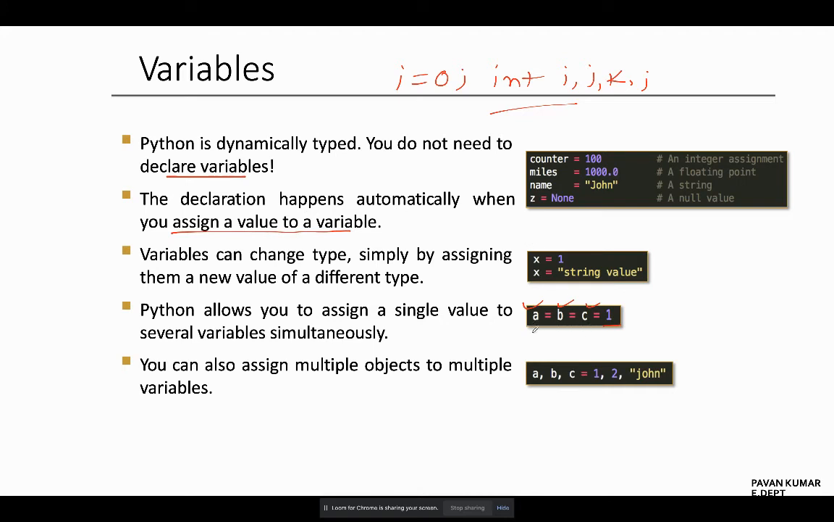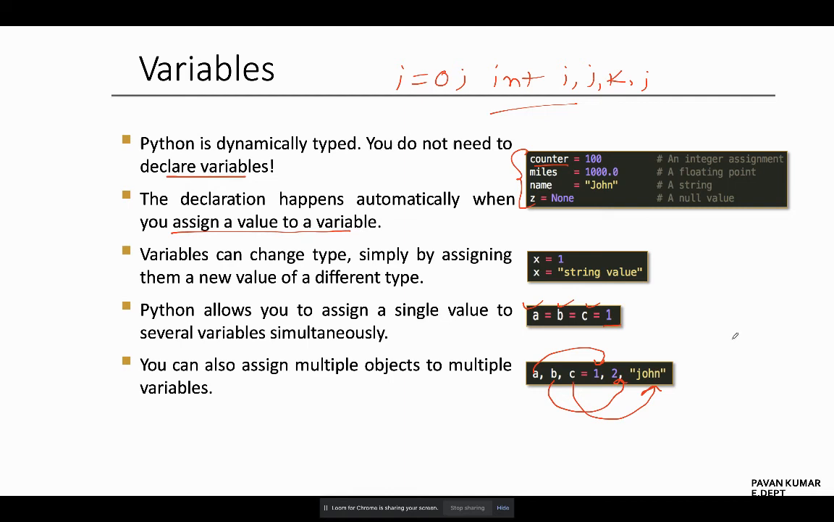In one shot, if a constant value has to be assigned to different variable names, we can assign it at a time. Here you can see the example: counter = 100, miles = 1000.0, name = "John", z = None. In such a way you can declare different data types with a constant value for the variable. The last point says that you can also assign multiple objects to multiple variables. In the example, a, b, c = 1, 2, "John". Here a is assigned the value 1, b is assigned the value 2, and c is assigned the word John. So this is how we can declare a variable, and I stress again that there is no need to declare the variable name beforehand like in other languages such as C and C++.